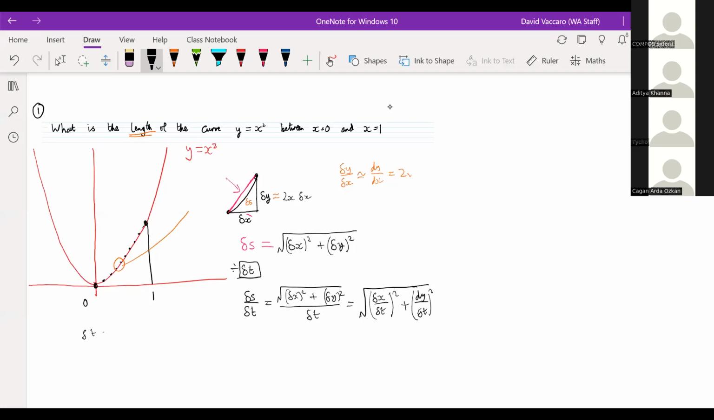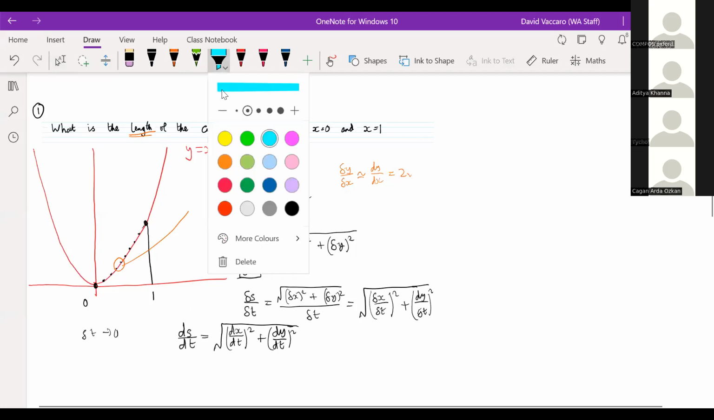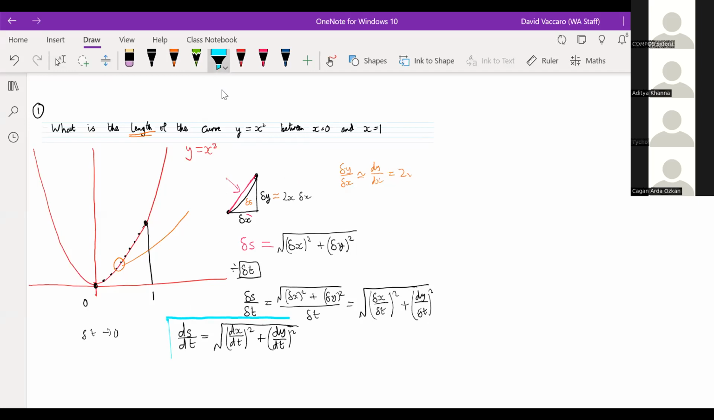And now I'm going to let delta t go to 0, and I'm going to say that the rate of change of the length of the curve is equal to the square root of dx by dt all squared plus dy by dt all squared. Physicists, help me. I'm just a humble mathematician. What does a physicist say is going on here? So the rate of change of length of curve is equal to this expression on the right.